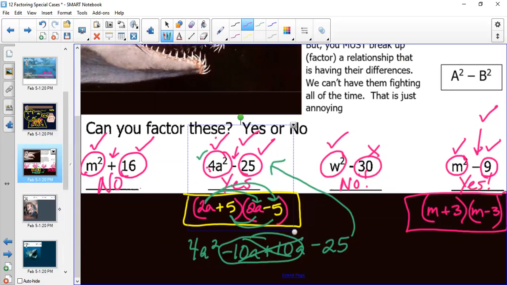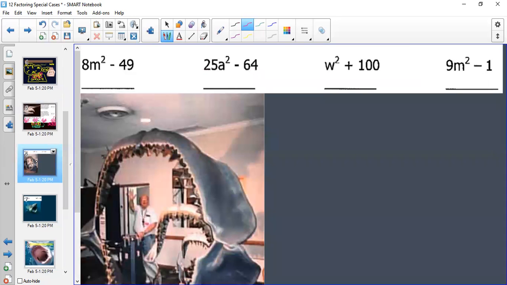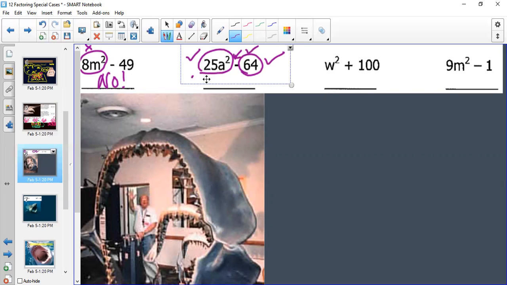All right, let's try a few more. Okay, look at your first term. Is it a perfect square? It is not. 8 is not a perfect square. So can I factor this one? No. All right, second one, 25a squared. Is it a perfect square? Yes, it is. 64, perfect square. Are they having their differences? Yes. Let's split them up.